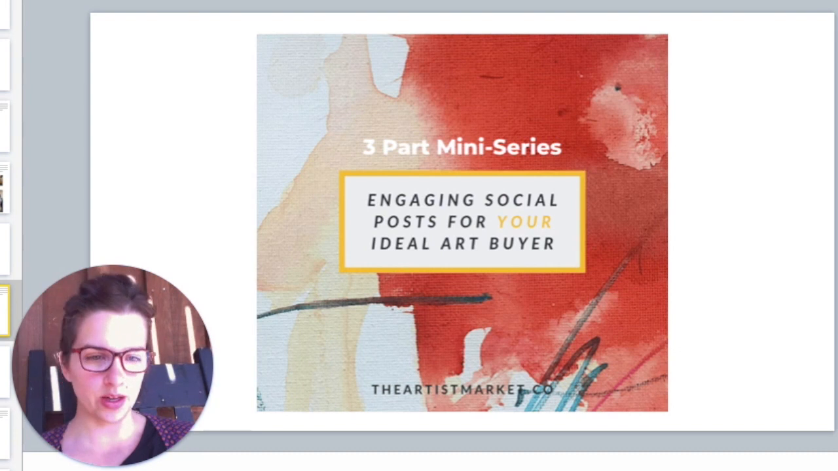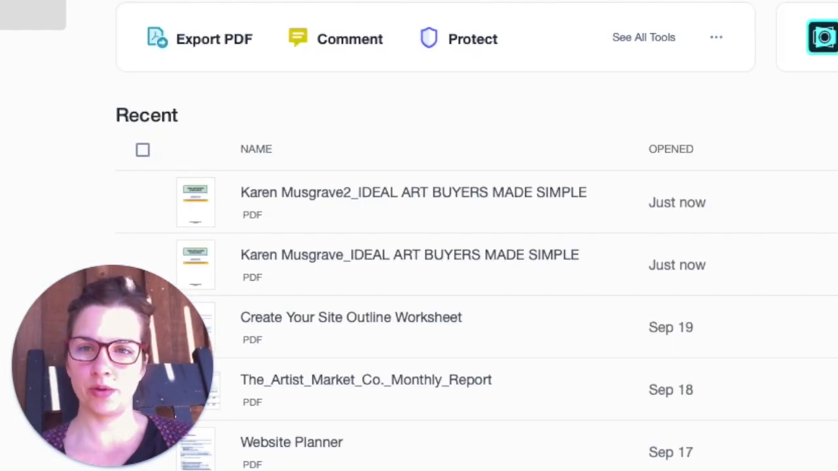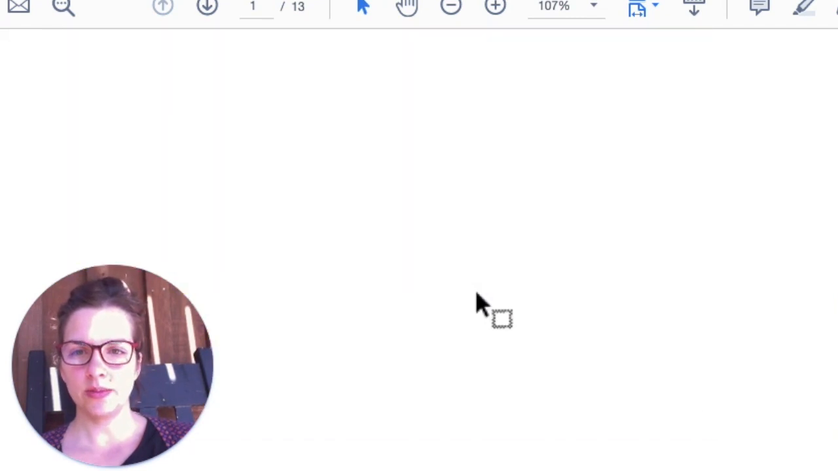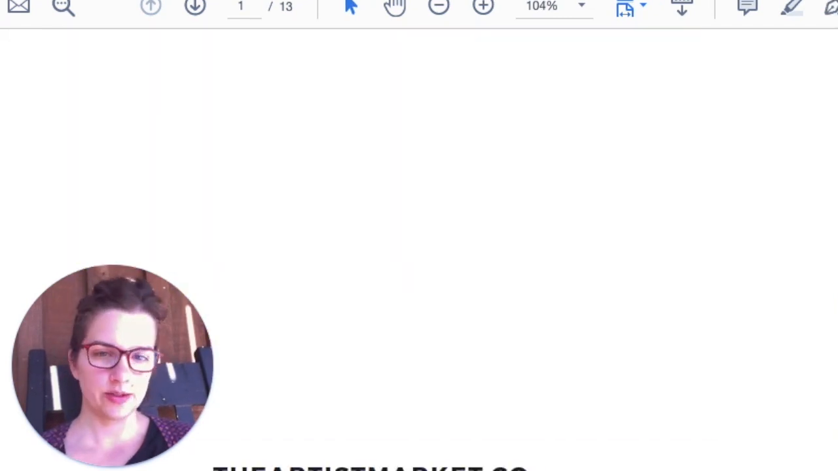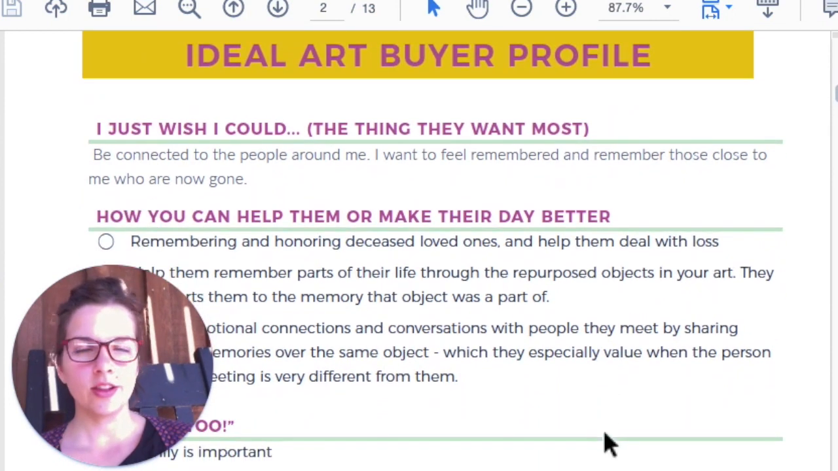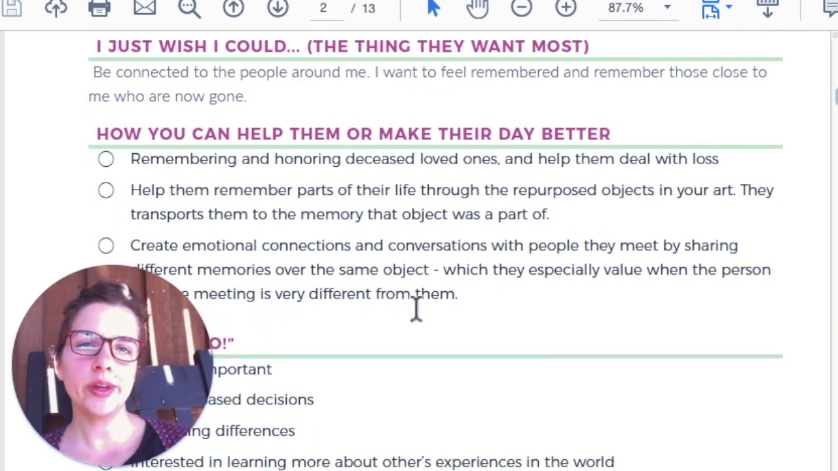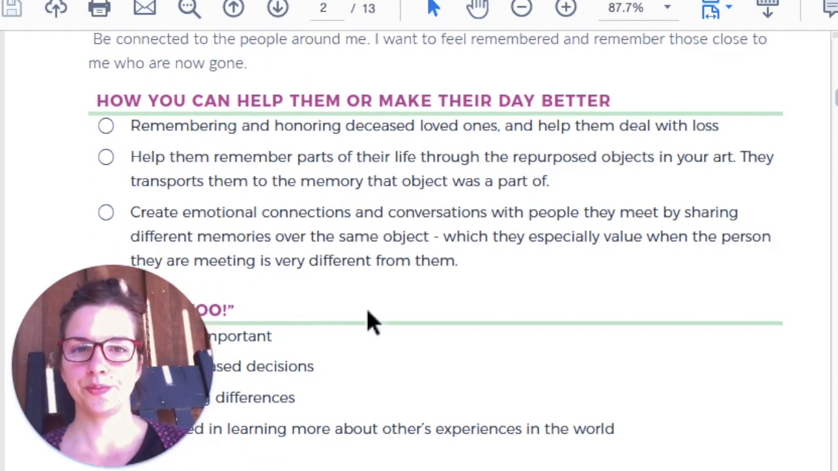So last week we talked about how to make your ideal art buyer profile, and it looked something like this. We figured out the thing that your buyer wants most in the world, and then we also figured out how we can help them, not necessarily to achieve that. You're not going to be the only catalyst in them getting the thing that they want most, but you are going to be a piece of it. So how can you help them, or how can you make their day better in regards to the thing that they want the most?